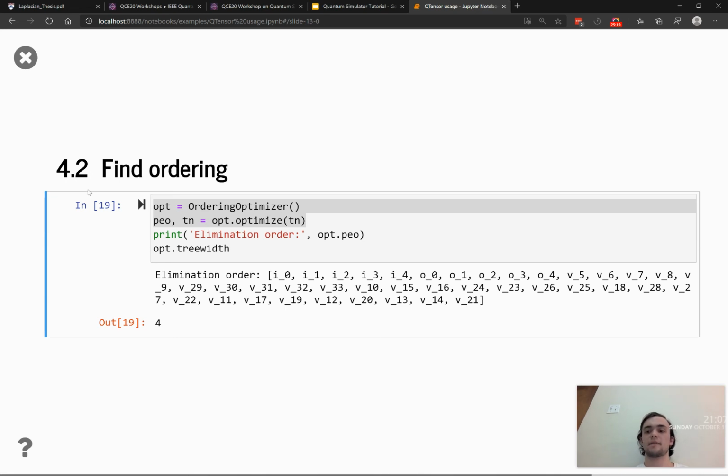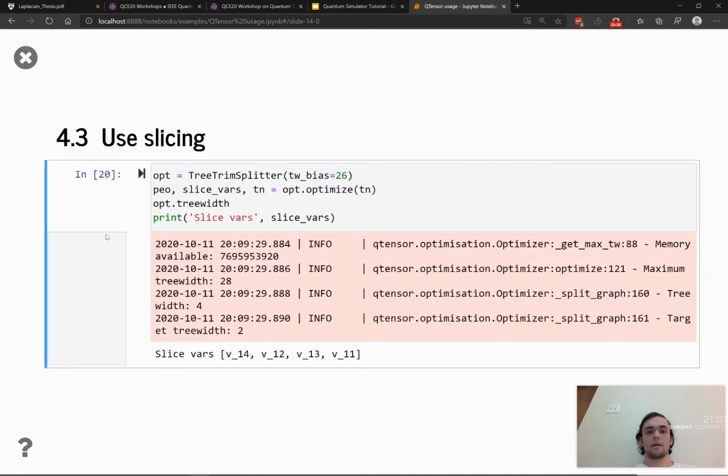It is silly fast, and usually for QAOA, since you have a large number of circuits that you want to simulate, for each edge you in fact simulate a different circuit. For that, you will need to optimize quickly. And here is how you get a tree width and elimination order. There is a technique called slicing, which is, I think, beyond what we want to cover in this tutorial. But there is an optimizer that allows you to fit a large circuit to a memory.